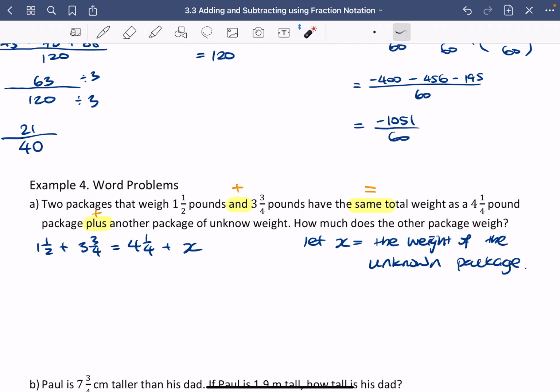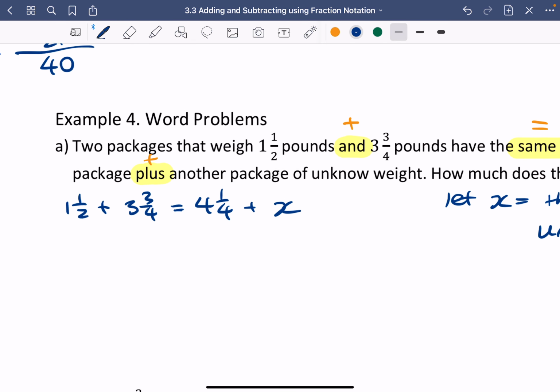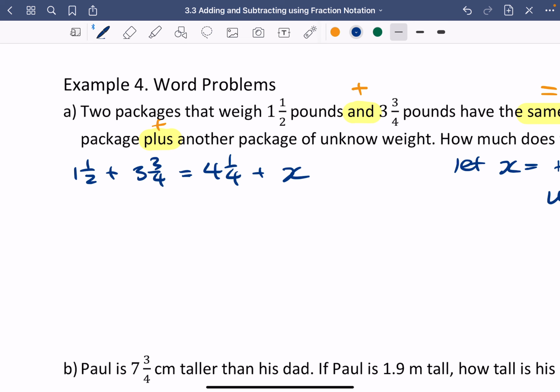So always, when you are using a variable, you need to declare what the variable represents. We can do our algebra, but before we do anything, since it's adding and subtracting fractions, we need to change them to improper fractions first.